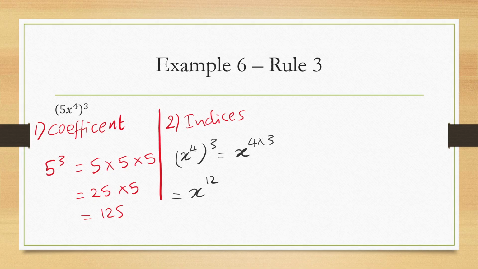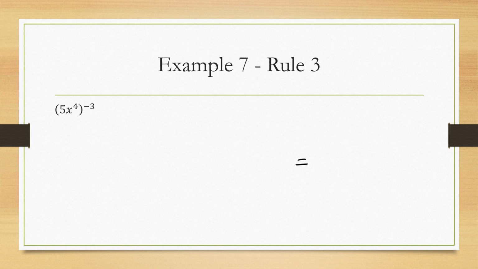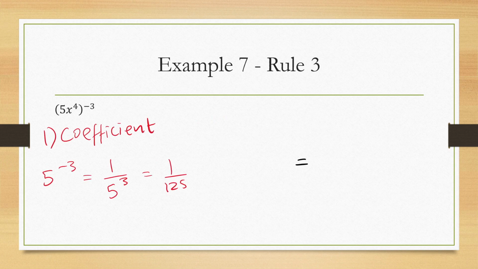So now you bring the coefficient and the indices together, which gives the answer of 125 x to the power of 12. Now let's look at the minus 3. Look at the coefficient. So minus 3 means you flip it round down. We will look at this more clearly in a later video when we're looking at the indices in more detail. So just bear with this for the time being, because usually when you have a minus index, you just flip the number.